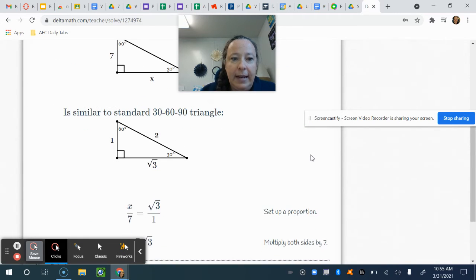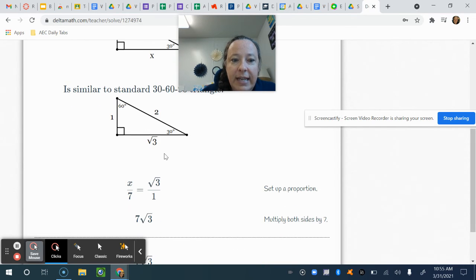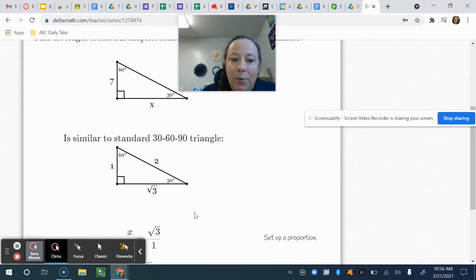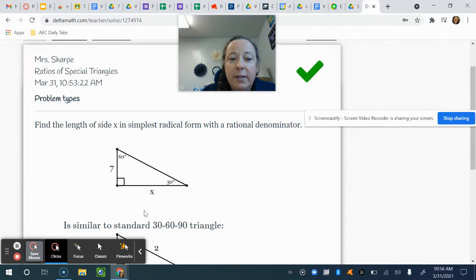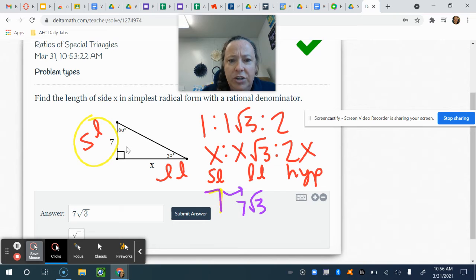Now look how they explain it. So we know that the problem they gave us is similar to the standard 30, 60, 90 triangle, which has the ratios on it, the 1, 1 root 3, and 2. And so you can set up a proportion. So if we're trying to find x, what they did is they said x is to 7 as radical 3 is to 1. So they set up a proportion. See that? And you cross multiply and you get x is 7 radical 3.